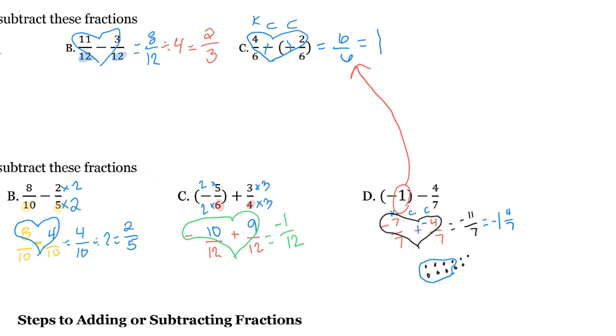All right, so hopefully for C, you got -1/12. And for D, you got -1 4/7. Okay, so let's talk about C first. So you had to get a common denominator of 12. If you got a common denominator of 24, that's okay. Just make sure you simplify at the end. Okay, and remember, unlike other examples, we have to include that negative in here. So it's -10 plus 9. And that's how we get -1.